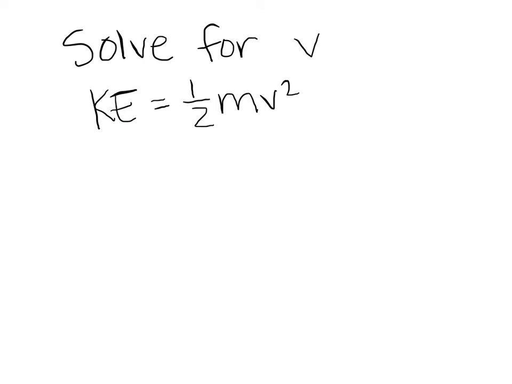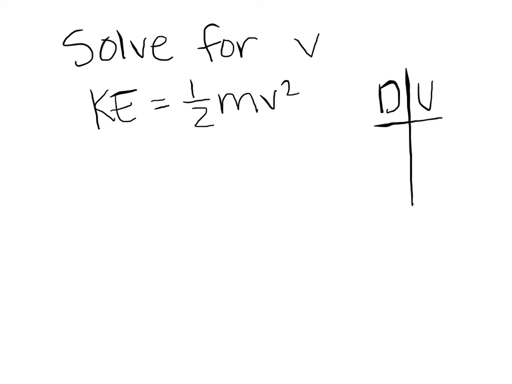All right, time for another physics equation. This is the physics equation for kinetic energy. Kinetic energy equals 1/2 mass times velocity squared. We're going to solve this one for v, which in this case is velocity. So I'm going to make my do and undo chart.